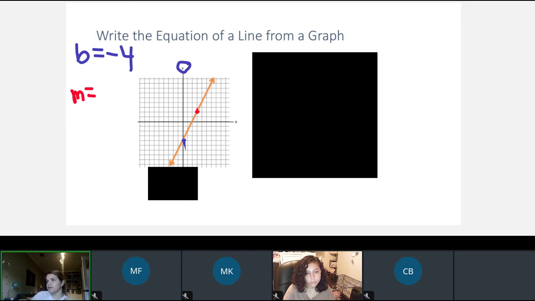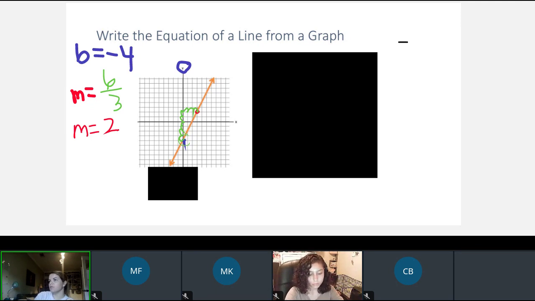Okay, so now to find the slope, I'm going to do rise over run. From my starting point, my y-intercept, how many do I need to go up to get to the red point? Let's count it. I'm going to go up 1, 2, 3, 4, 5, 6. I went up 6, so that's a positive. Now I'm going to move over. I go 1, 2, 3. I went to the right, so that's positive. 6 divided by 3 is what? 2. Yep, 2. So my slope is 2.